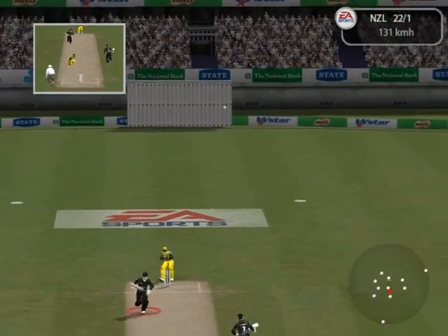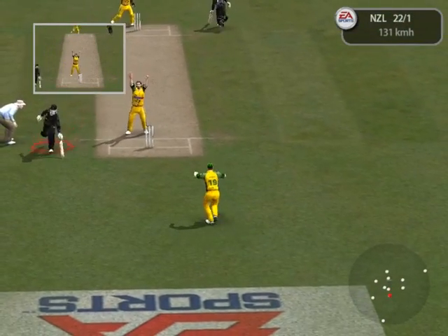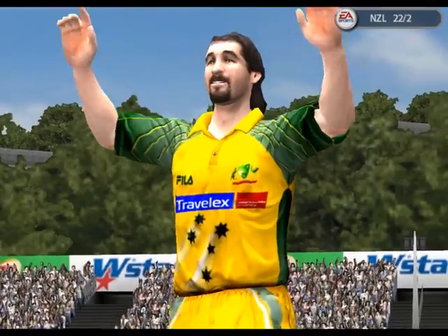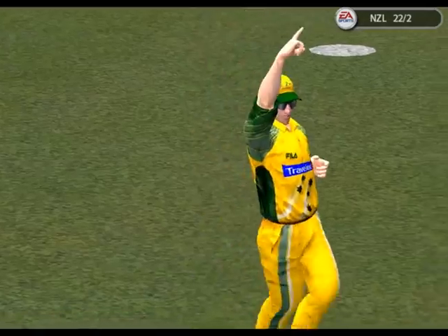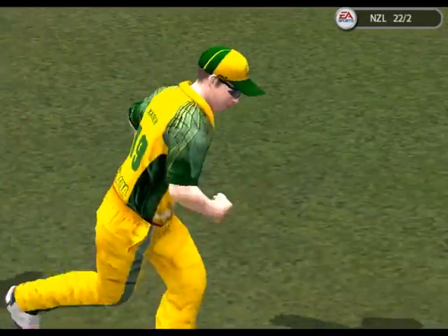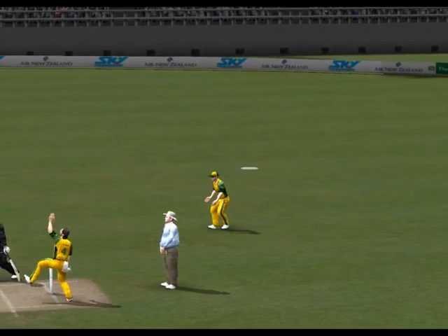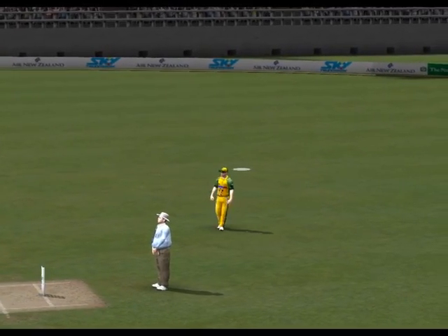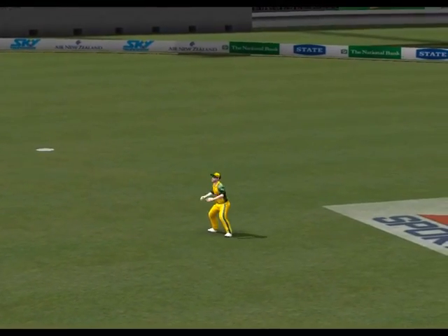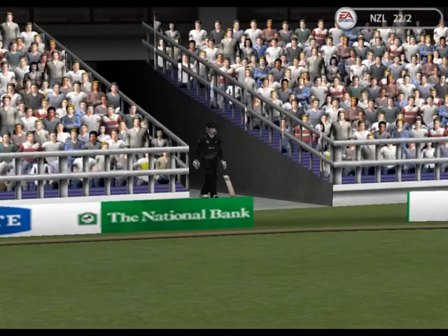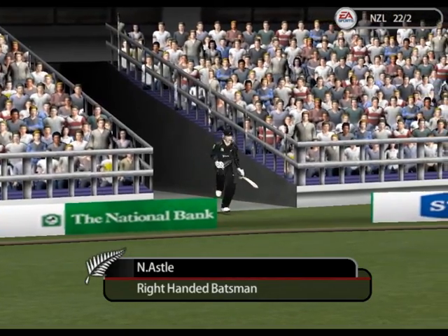Straight up in the air. Safely caught by Tadic. Well held by the fielder there. That took a long time to come down. Gillespie gets his first wicket. This was the end of the innings for Sinclair. Astle comes in at number 3.